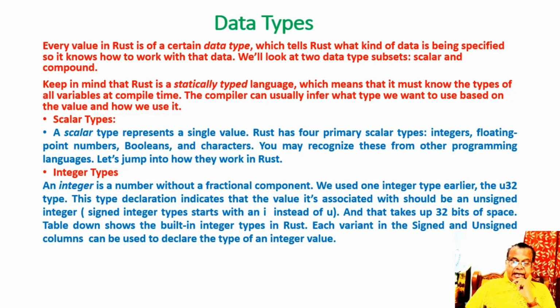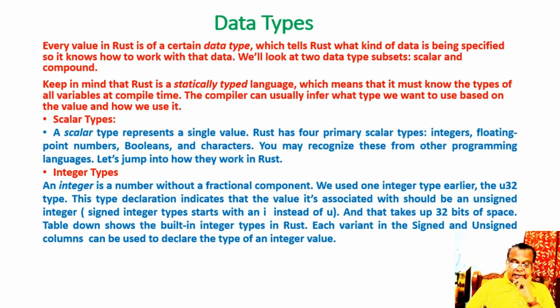Look, a scalar type represents a single value. Rust has four primary scalar types: integers, floating point numbers, booleans and characters. You may recognize these from other programming languages. Let us jump into how they work in Rust.